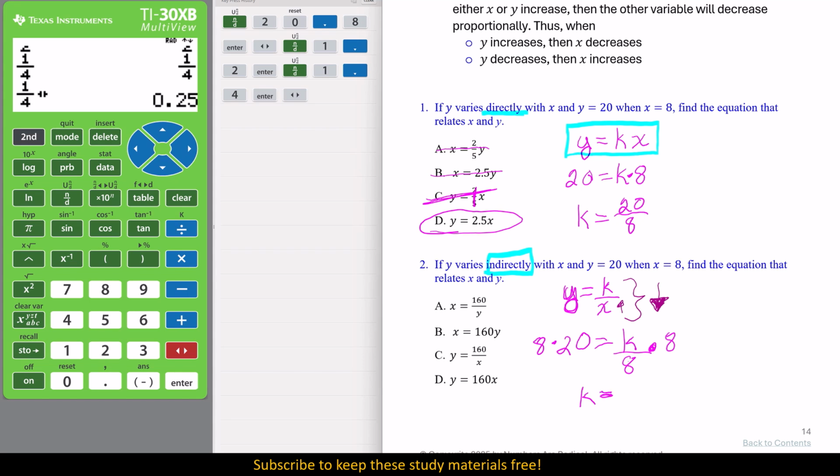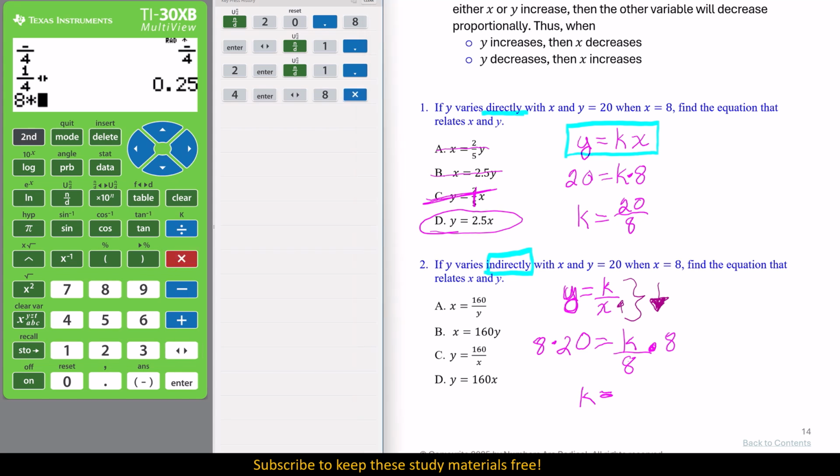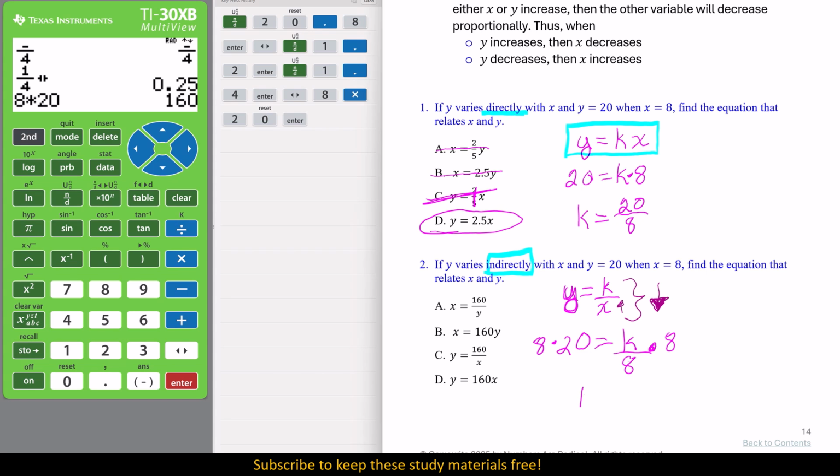I know that you probably already see that, but when you're taking a test, put everything in the calculator, please. It just saves on the brain power, so you've got energy for later when you continue your test. So that gives us 160.